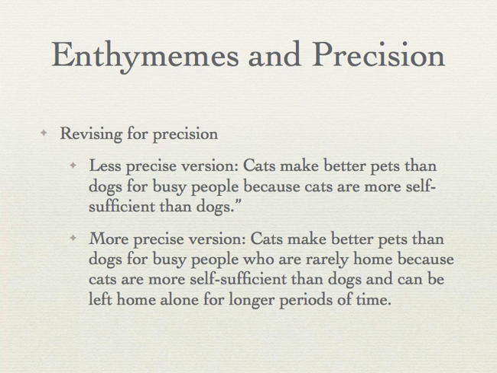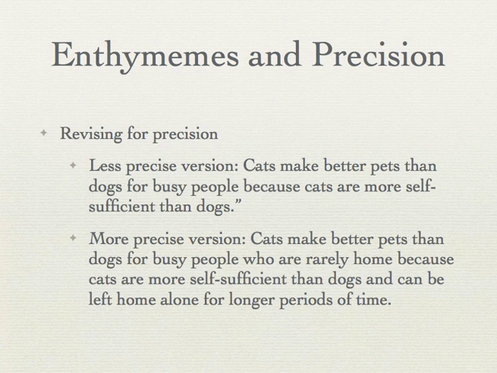So one way we can revise that enthymeme is to write, cats make better pets than dogs for busy people who are rarely home because cats are more self-sufficient than dogs and can be left at home alone for longer periods of time. So you can see there how that second version, the more precise version, actually limits the conditions under which the argument is being made.